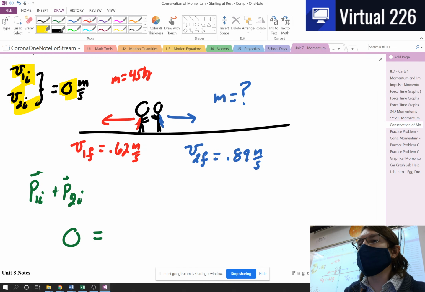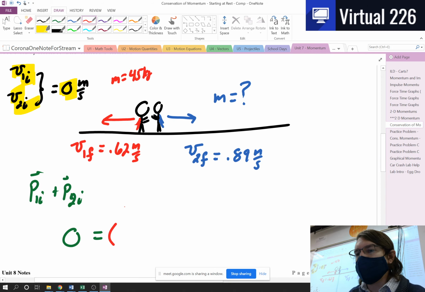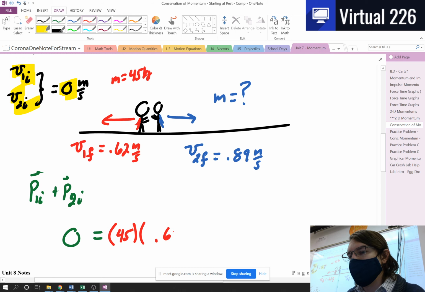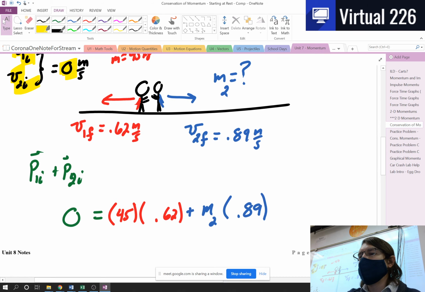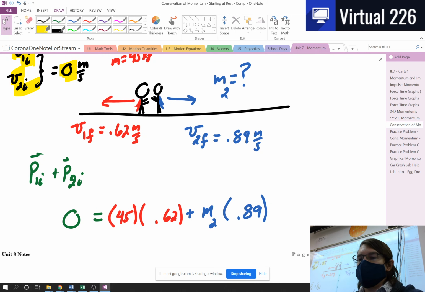This has to equal the MVs of the other parts, or the momentums of the final. So our final momentum, that's a mass, 45 kilograms, multiplied by a velocity. So I'm going to leave a space here. You're going to see why in a second. There's the 0.62. And we need to add this to the mass of the second skater. We don't know their mass, so there's M2 multiplied by a velocity, 0.89.